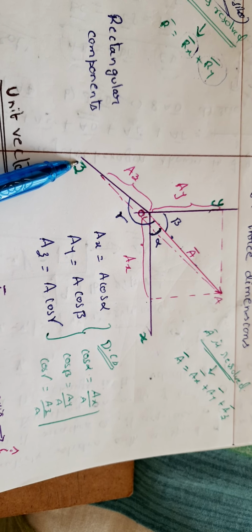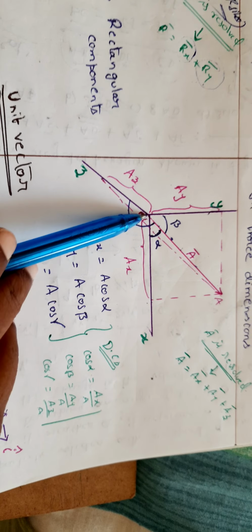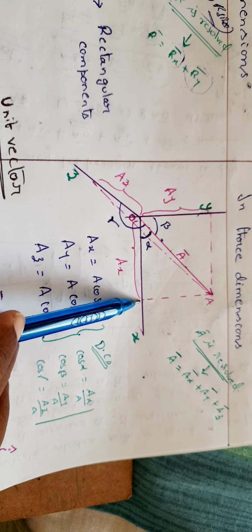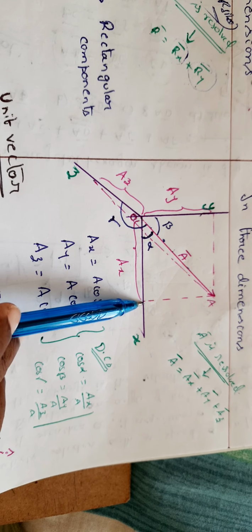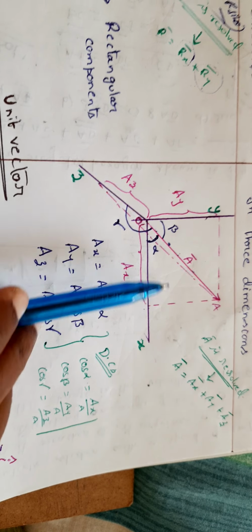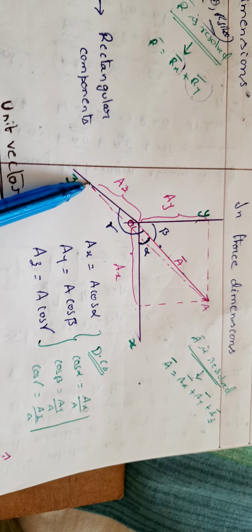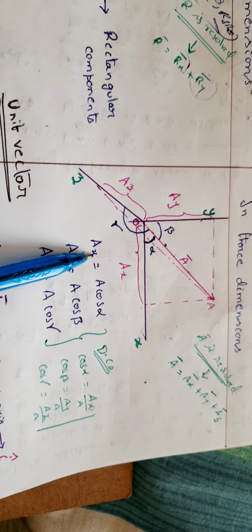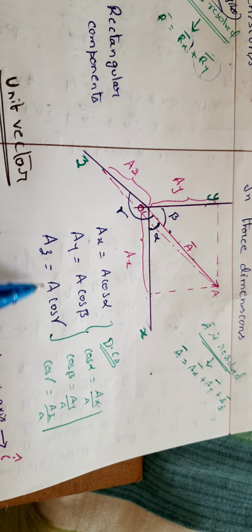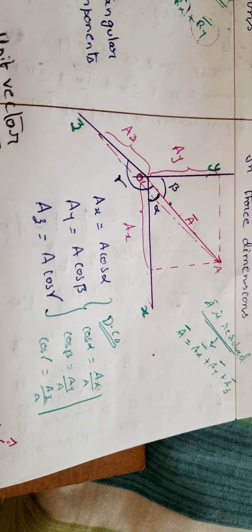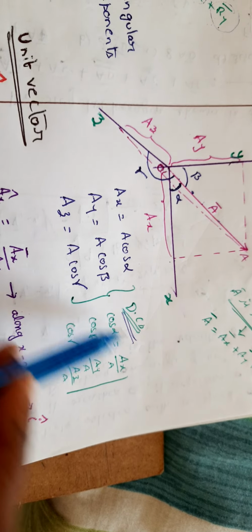Suppose A bar is making alpha with the x axis, beta with the y axis, and gamma with the z axis. Obviously, Ax is A cos alpha. You can see that it's the horizontal side, or what we say is the adjacent side to A bar. So therefore, Ax is A cos alpha, Ay is A cos beta, Az is A cos gamma. And of course, from here only you will be learning direction cosines.